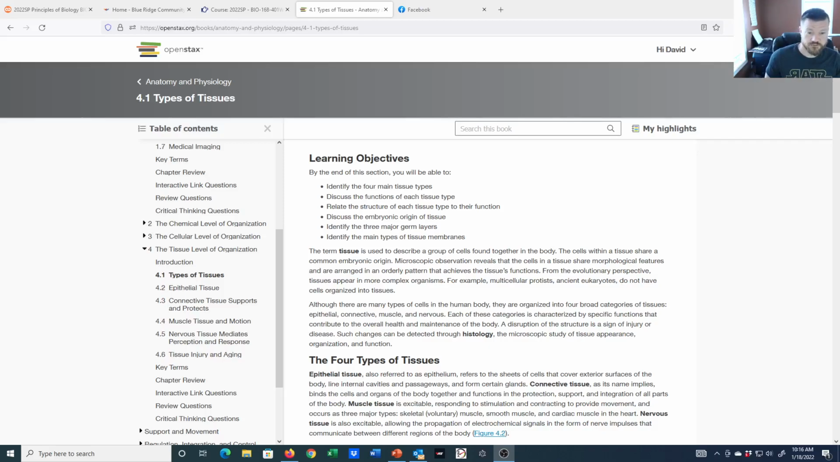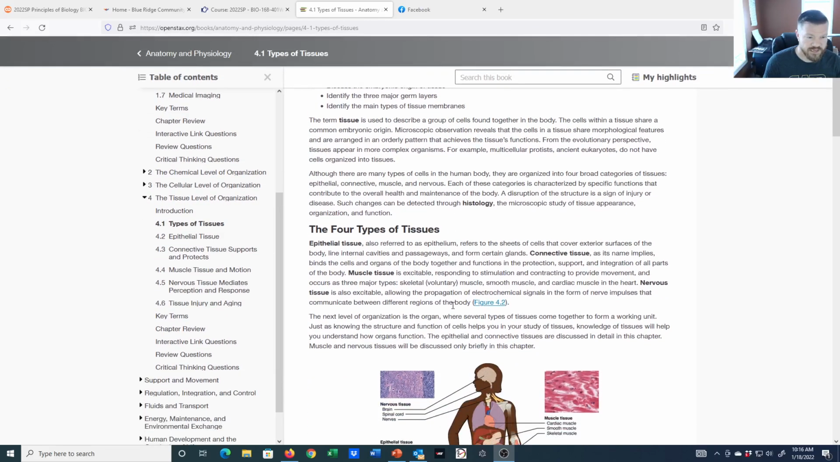Let's start talking about Chapter 4. So a little overview here of tissues, types of tissues. The major tissue types are epithelial, connective, muscle, and nervous tissue, and I'll go over some general properties of each of those.